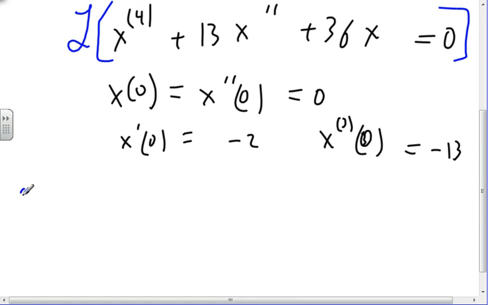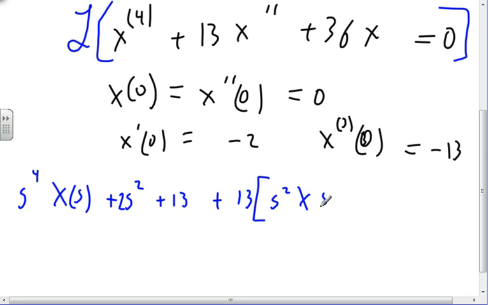Okay, so s to the fourth X of s, minus s cubed times the function at 0, minus s squared times the first derivative at 0, minus s times the second derivative at 0, which is 0, minus the third derivative at 0, which would be plus 13, plus 13 times the second derivative, s squared X of s, minus s times the function at 0, which is 0, minus the first derivative at 0, which would be a plus 2, plus 36 X of s is equal to 0.